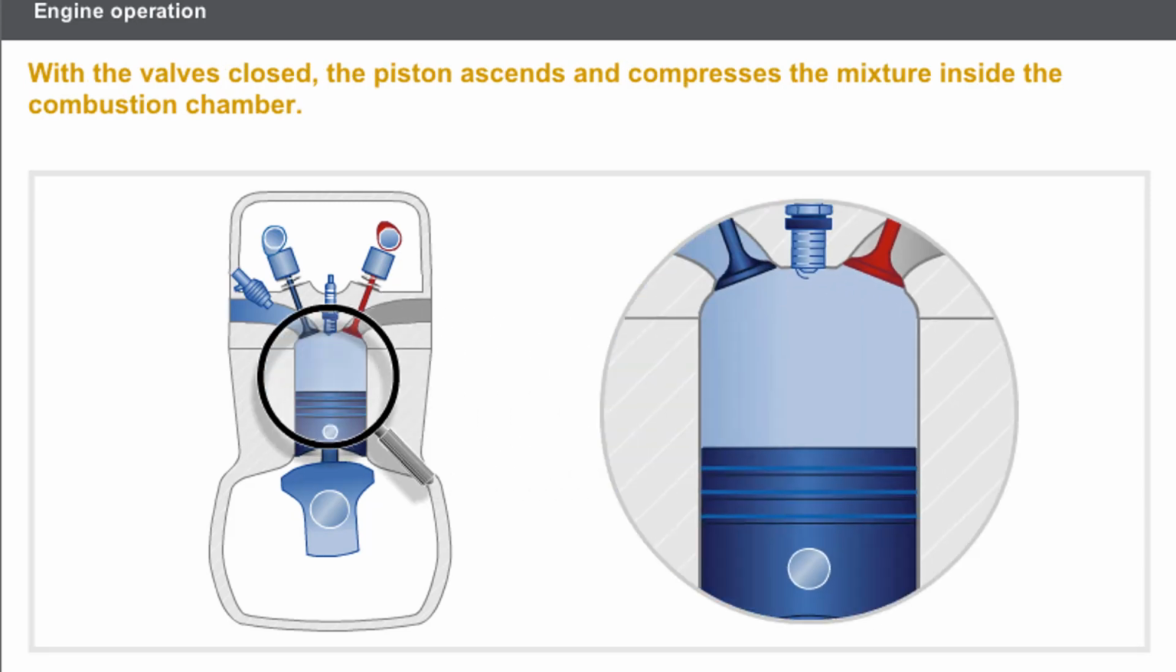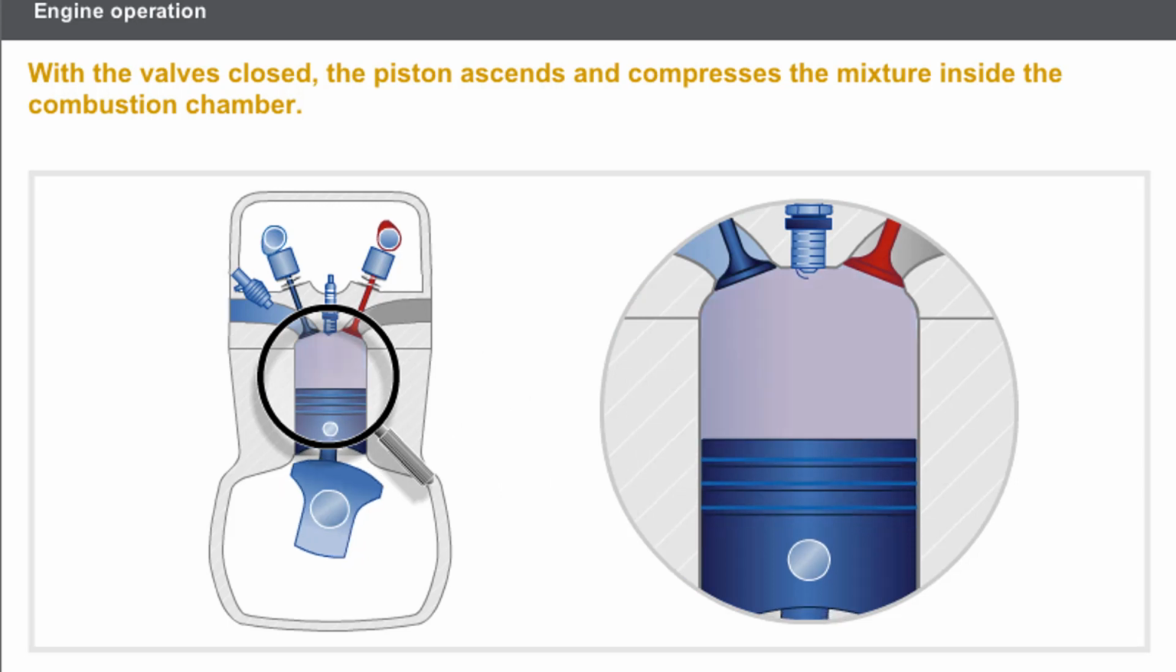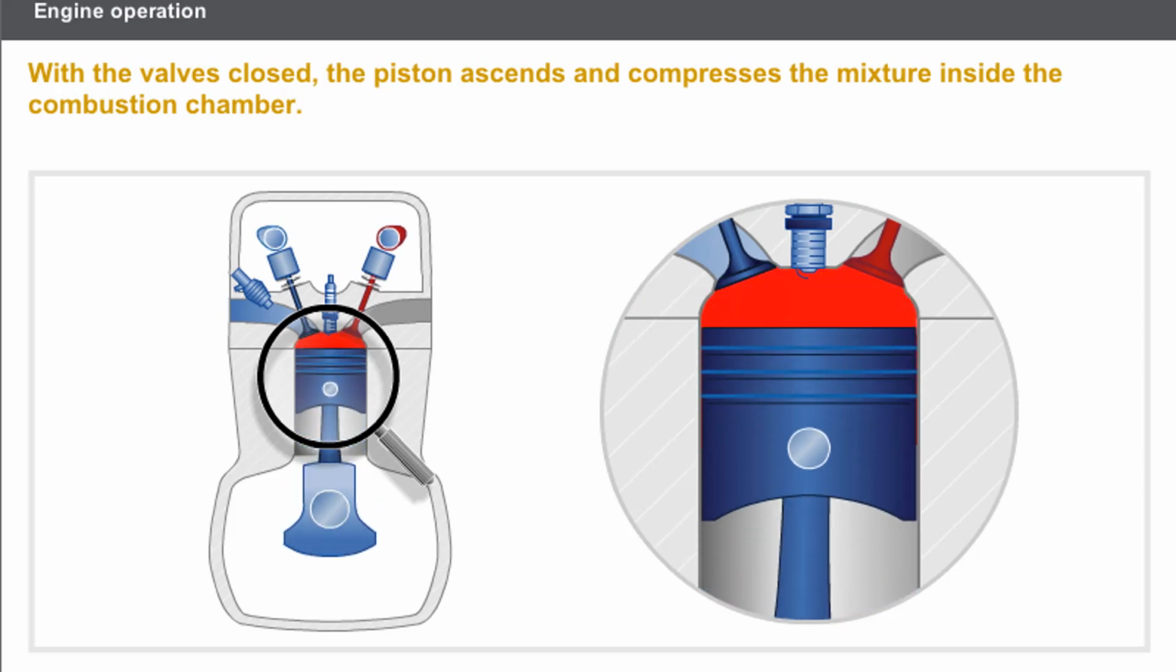The second stroke is the compression. The 2 valves are closed. The piston ascends to the top dead center. The mixture is then compressed inside the combustion chamber. The compressed mixture heats up.